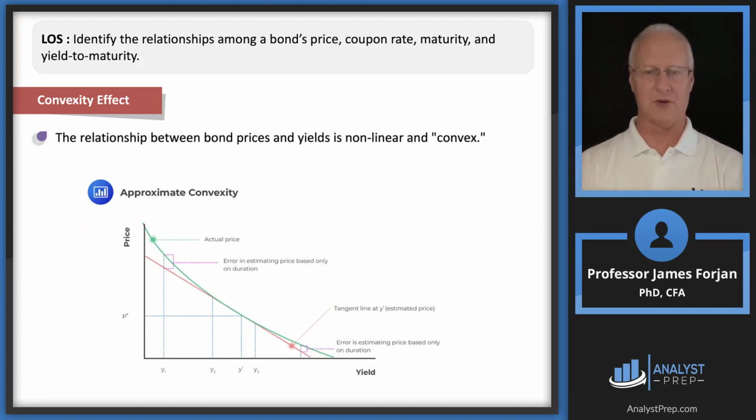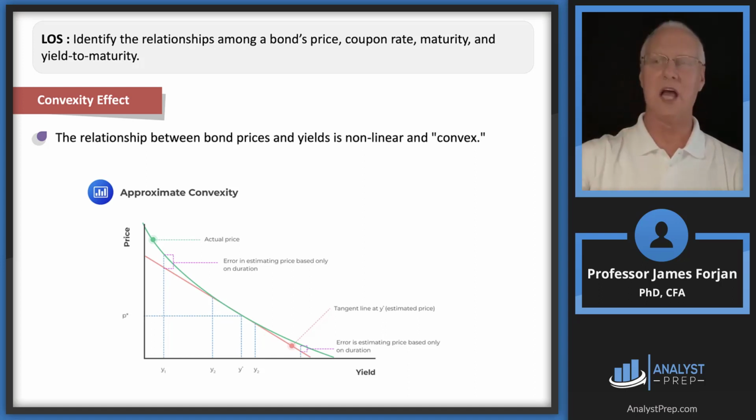So let me show you a picture of this. Here's yield on the horizontal axis, and here's price on the vertical axis. So what do we know? That when yields go up, bond prices are going to go down. Look at that red line there. That red line would be the bond price-yield relationship if prices and yields were linear. But it's not. The relationship is not linear, it's convex. So there's that green line that represents the convexity.